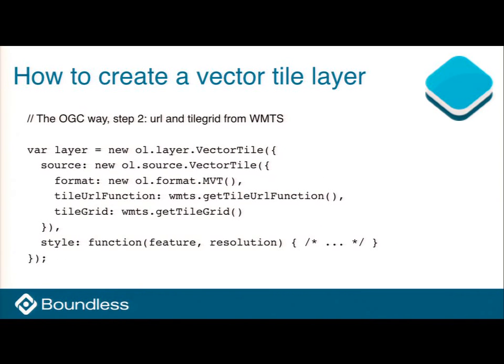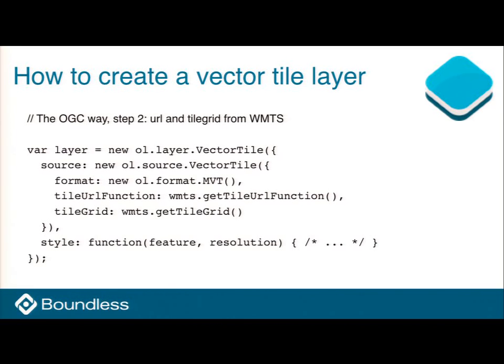Once you have this source created from the options from the capabilities document, you go ahead and create an OL layer vector tile with an OL source vector tile. So the WMTS source that we have created in the previous step is made for rendering images, so we're not going to use it directly. Instead, we borrow its tile URL function. That is the function that determines the exact URL for each tile coordinate, and we borrow the tile grid configuration.